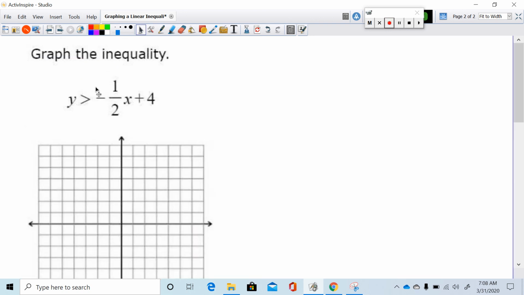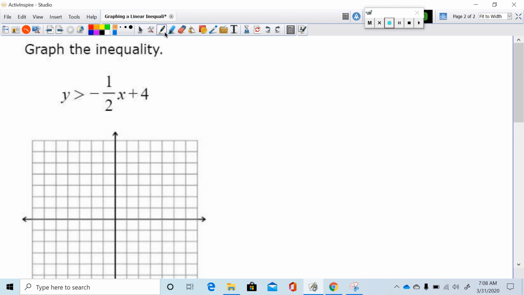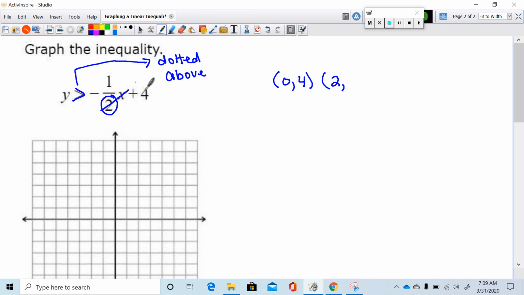Okay, the next one. The inequality is not underlined, so I'm going to use a dotted line. And it's greater than, so I'm going to color above the line. Greater than is above, less than is below. So I'm going to use 0, and the number that doesn't have a letter attached is a 4. And then use my denominator, a 2, because that scratches out the x. And then I do what's left. -1 plus 4, that's like 4 take away 1, that's 3.